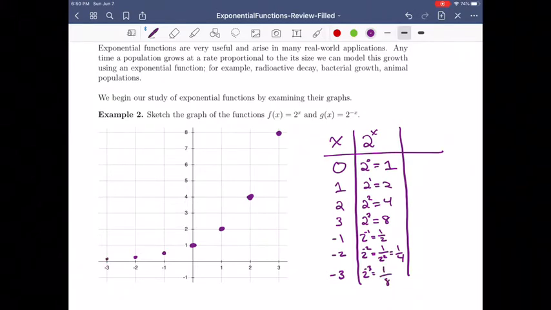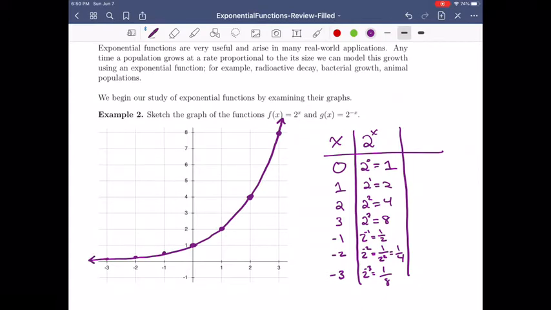So my graph is going to look like this. It starts growing really quickly, but as we get really negative, it has a horizontal asymptote at y equals 0.